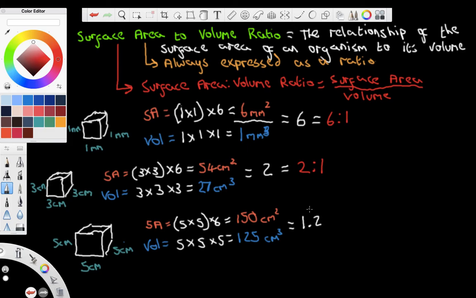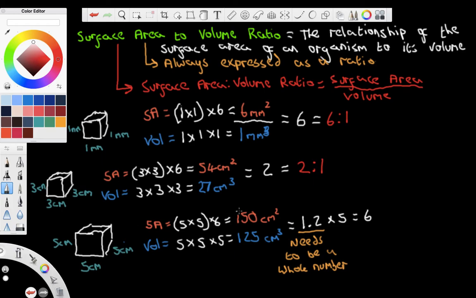Before that can be placed into a ratio, you need to make it a whole number. So this must become a whole number. To do that, we can times this 1.2 by 5, because we're trying to get rid of this 0.2. That will give it a value of 6.